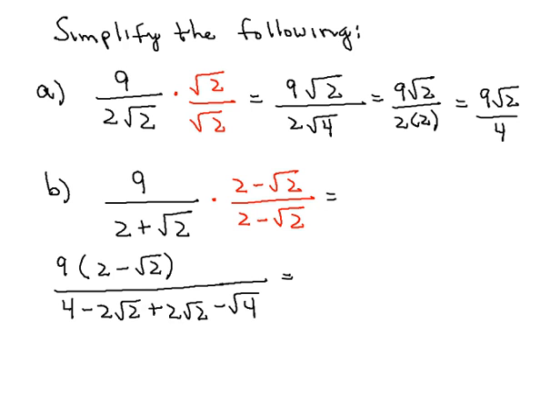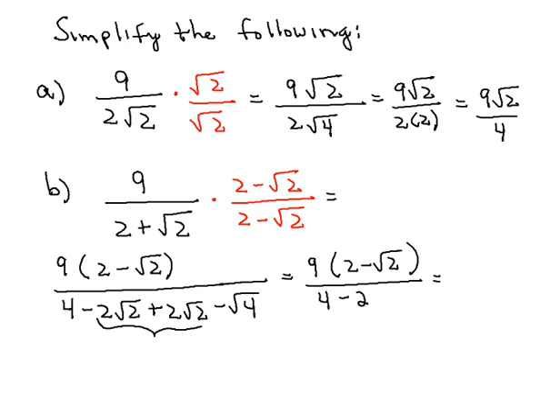So continuing, we have the numerator 9 times the quantity 2 minus the square root of 2. And in the denominator, we're going to have 4. And I think you can see that the two middle terms will add to 0. And the square root of 4 we know to be 2.